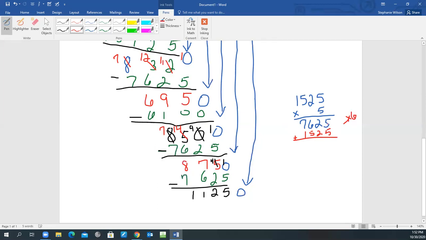Okay, so add it. 5 plus 5 is 10. Carry the 1. 2 plus 2 is 4. Plus 1 is 5. 6 plus 5 is 11. Carry the 1. 7 plus 1 plus 1 is 9. It's not big enough, right? Because there's still going to be too much room. And if it is too big, let me show you. Let me go to another step. Let's add another. And what does that tell me when I add this other 1525 to it? That means it's times 7.